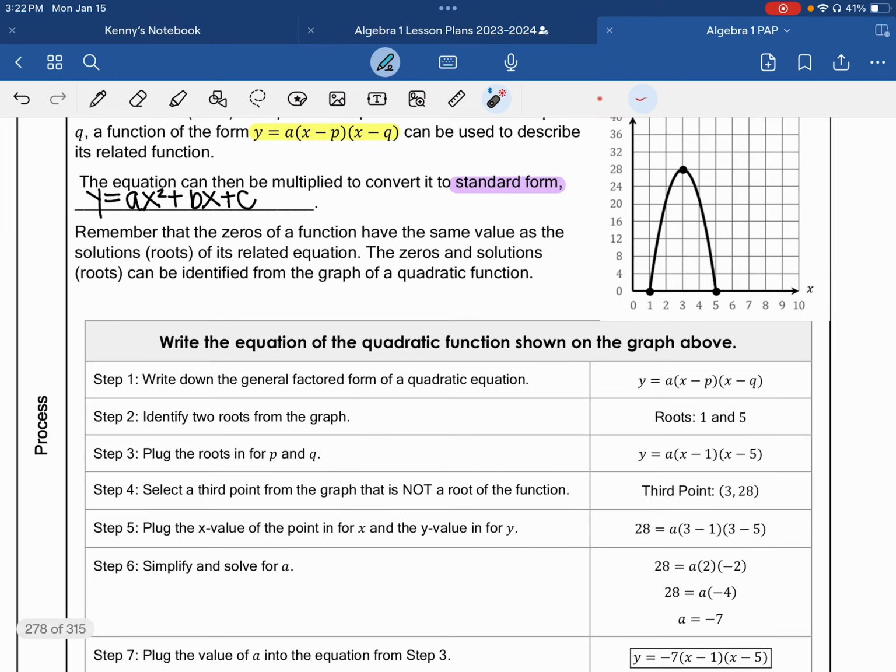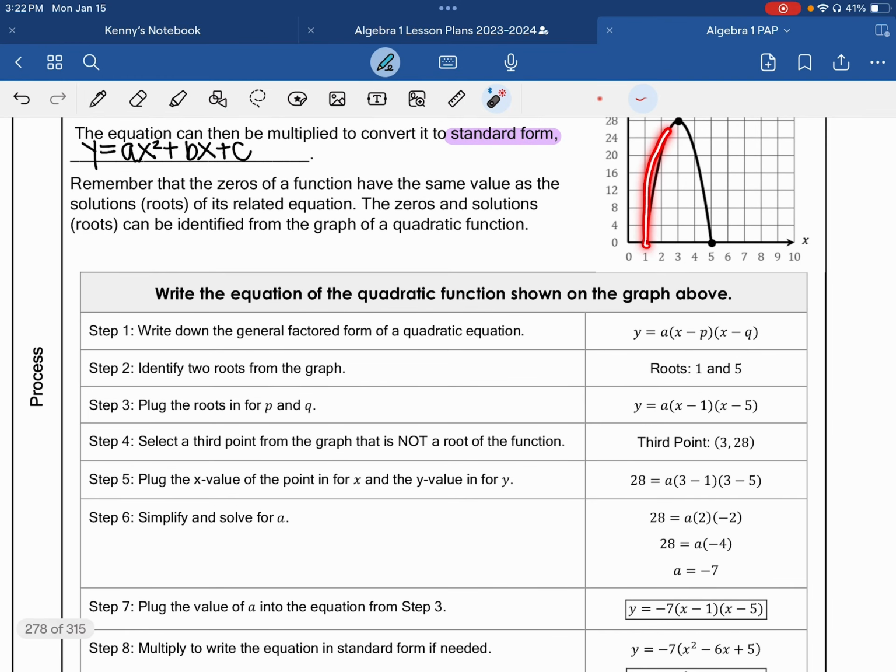So notice from this example right here, we've gone through the 8 steps on how to take the information from the graph and use it to write the equation. Notice that they are having us write it here in factored form first.